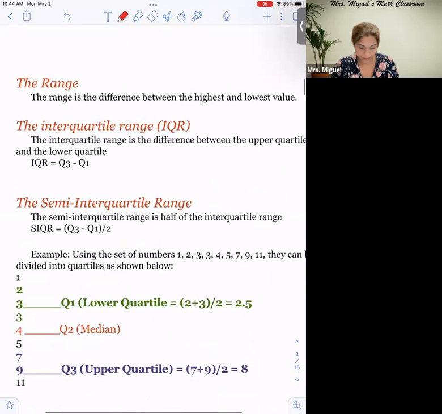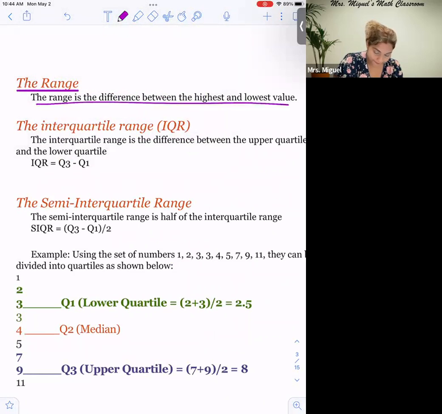So let's write some notes on the range too. Let's write this. Everything that I underline, you have to write it. You can write the interquartile range and you can write the formula.